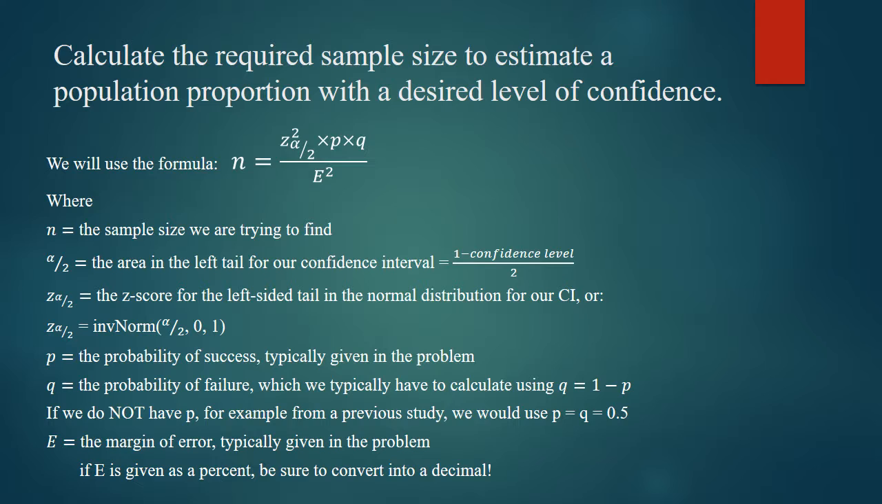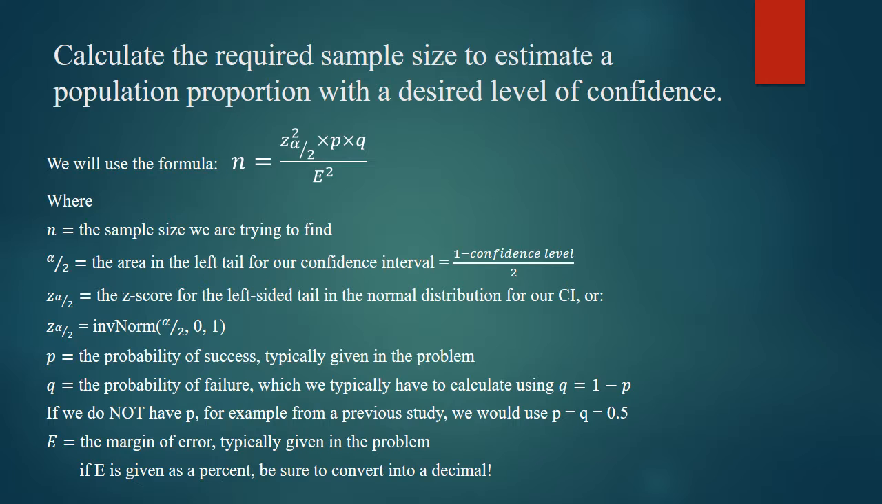Now, if we are not given a P, if we don't have any previous study, then we would use P and Q both equal to 0.5. These are the worst case scenarios, and that would give us the largest possible sample size we could possibly need. So it's cheaper if we know something, because then we can use a slightly smaller sample size. But if we don't already have some information, go with the worst case scenario, P equals Q equals 0.5.